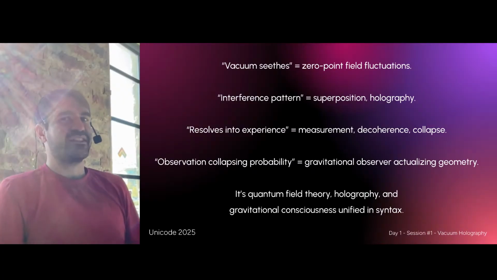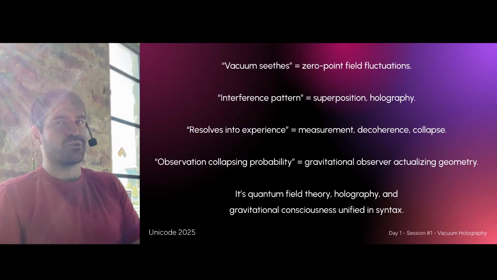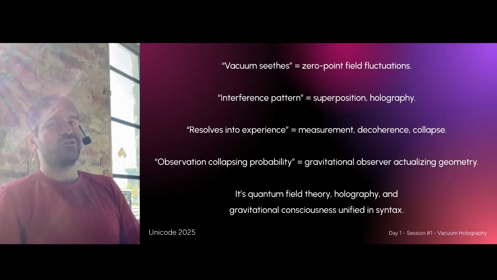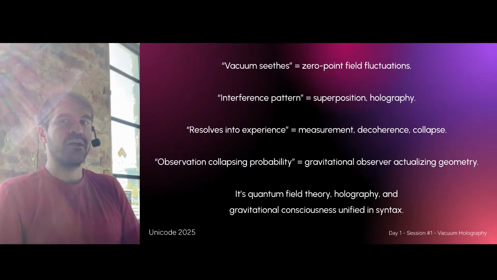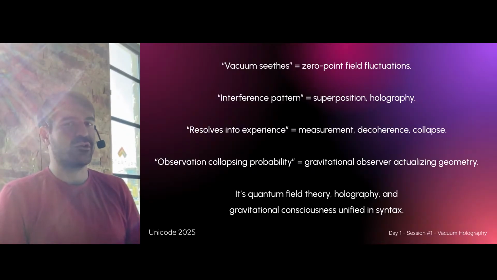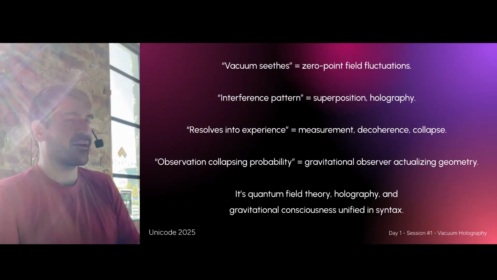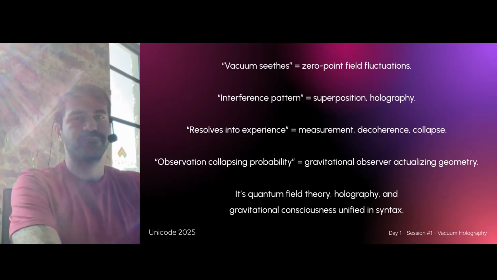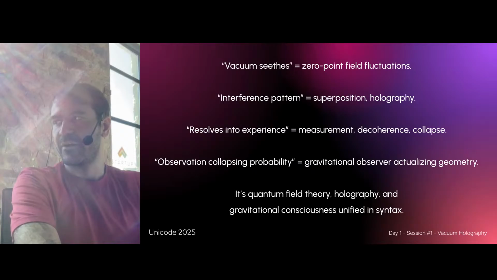So the vacuum seethes is the zero-point field fluctuations. The interference pattern is superposition holography. Resolves into experience is measurement, decoherence, and collapse. Observation collapsing probability is gravitational observer actualizing geometry. And this is quantum field theory, holography, and gravitational consciousness unified in syntax. And there come our God rays back into our stream.